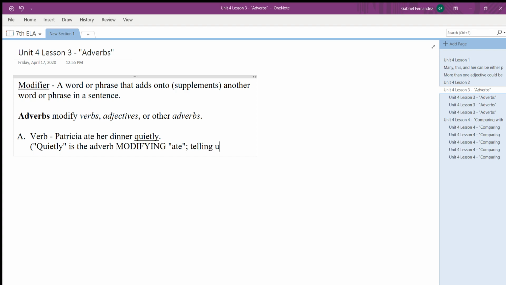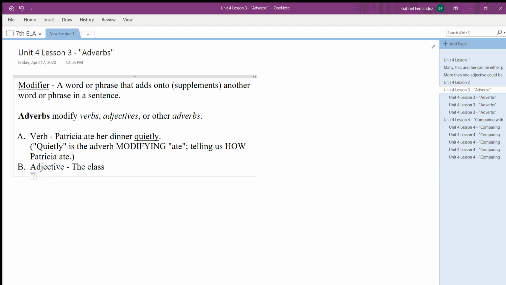It's describing, it's telling us how Patricia ate. Patricia didn't just eat her dinner. Patricia ate her dinner quietly. Quietly is describing the manner in which she ate. And of course, ate is a verb. So quietly is telling us how she ate. Quietly is an adverb.